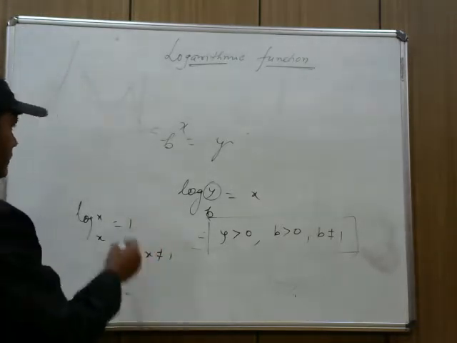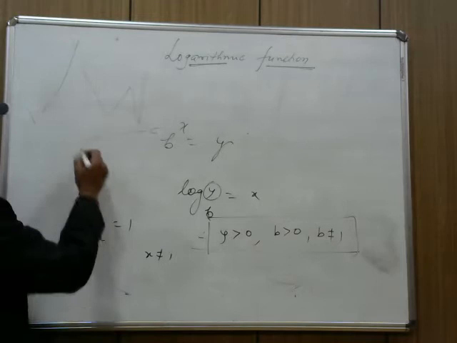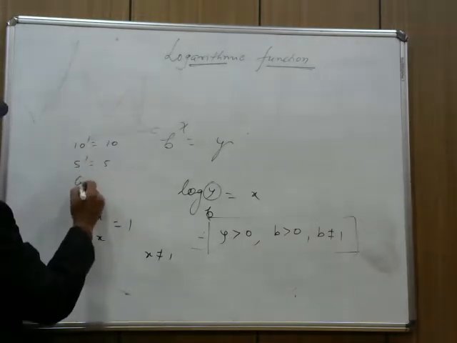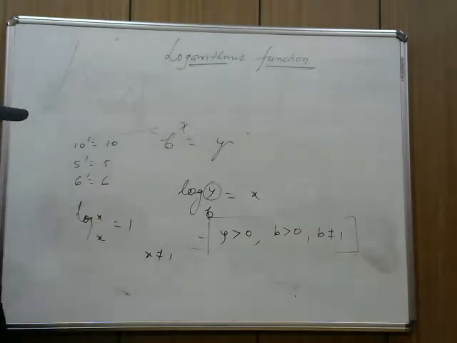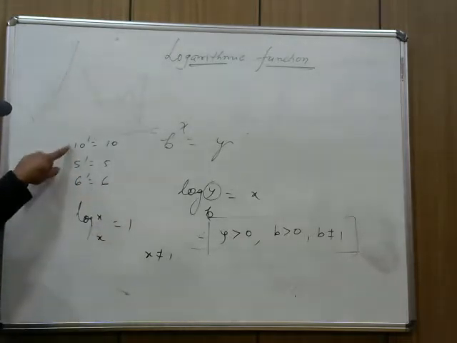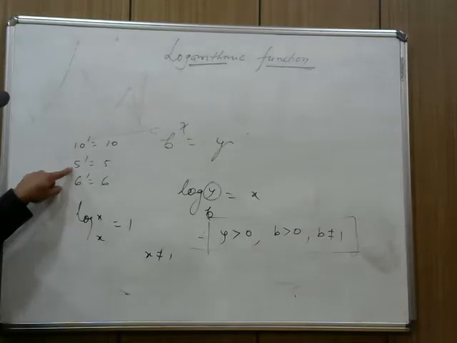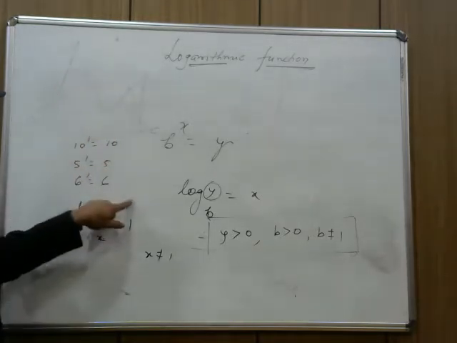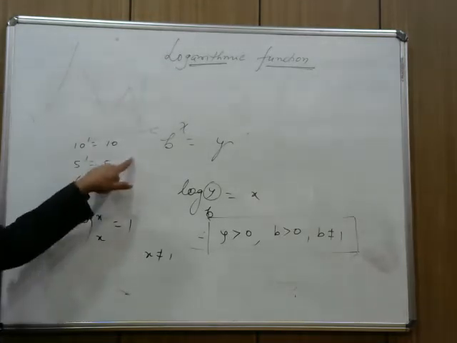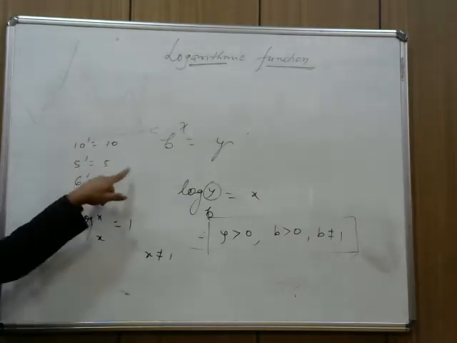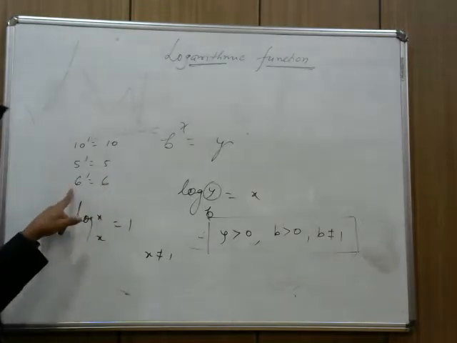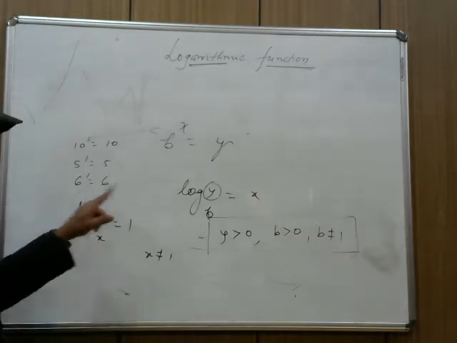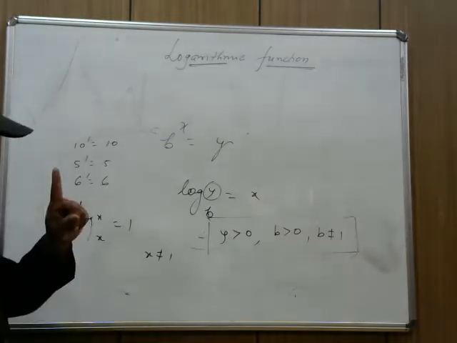Because I have given you the example that 10 to the power 1 is equal to 10, 5 to the power 1 is equal to 5, 6 to the power 1 is equal to 6. That means all these numbers are in the exponential form. If I write in the logarithmic form, what will I get? Log of 10 to the base 10 is equal to 1. Log of 5 to the base 5 is equal to 1. Log of 6 to the base 6 is equal to 1. Right? And log of 1 to the base 1 is also equal to 1. But that is not defined.